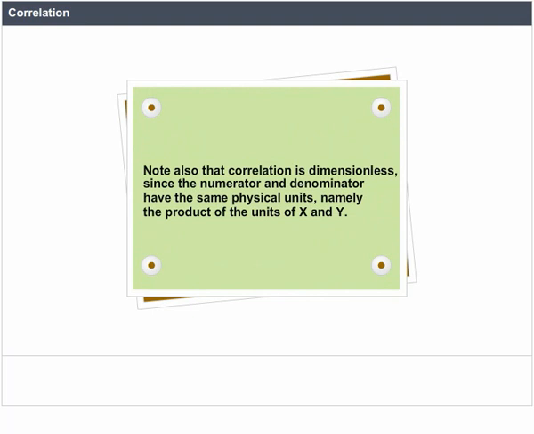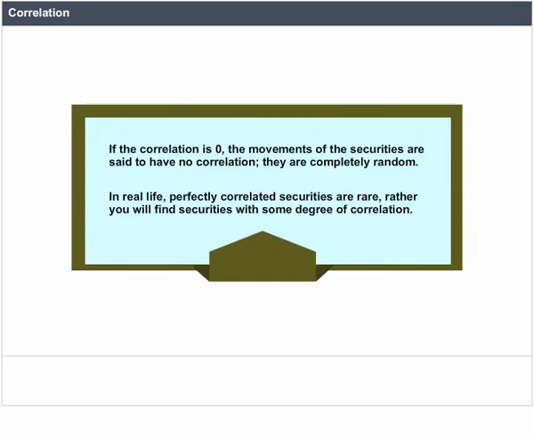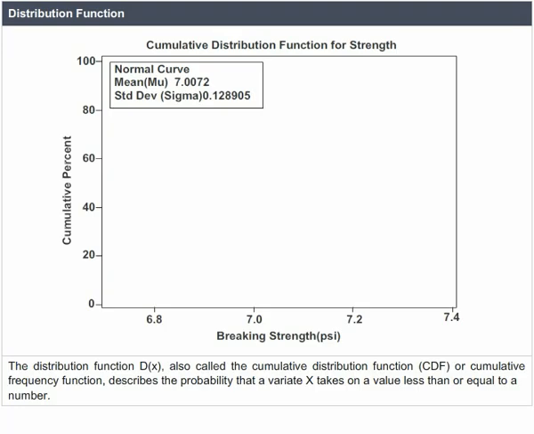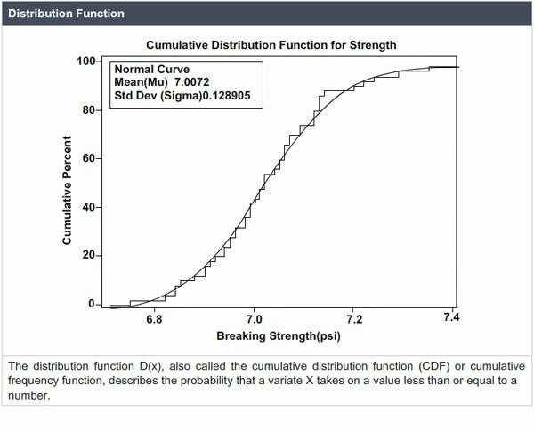If the correlation is 0, the movements of the securities are said to have no correlation; they are completely random. In real life, perfectly correlated securities are rare; rather, you will find securities with some degree of correlation. The distribution function D of X, also called the cumulative distribution function, CDF, or cumulative frequency function, describes the probability that a variate X takes on a value less than or equal to a number.